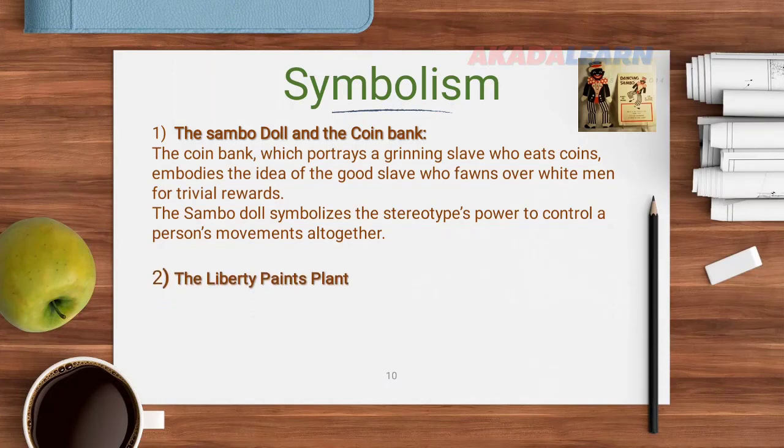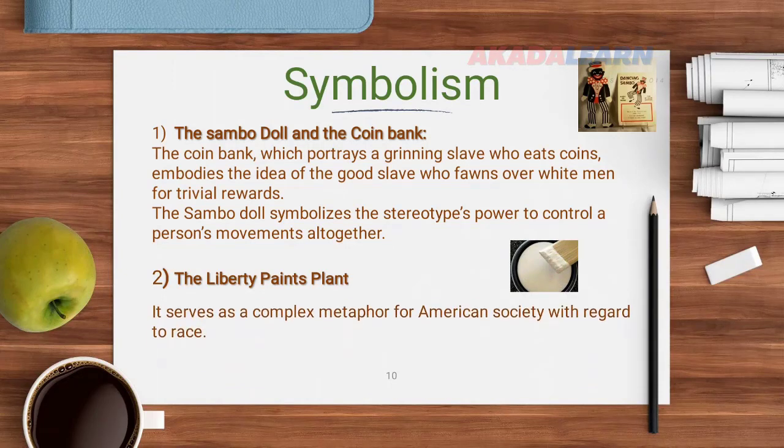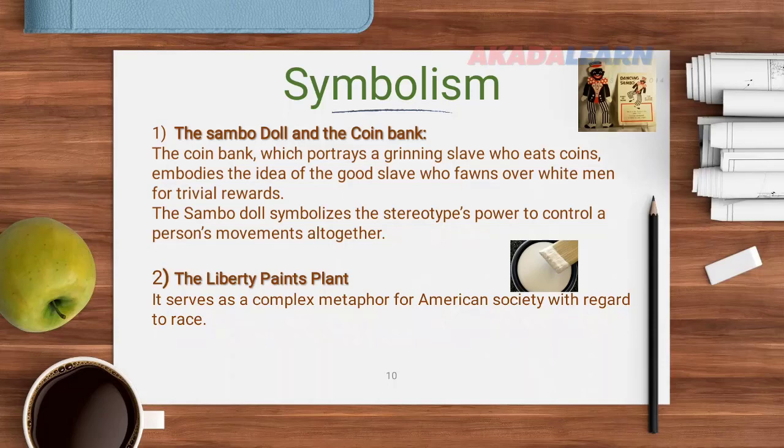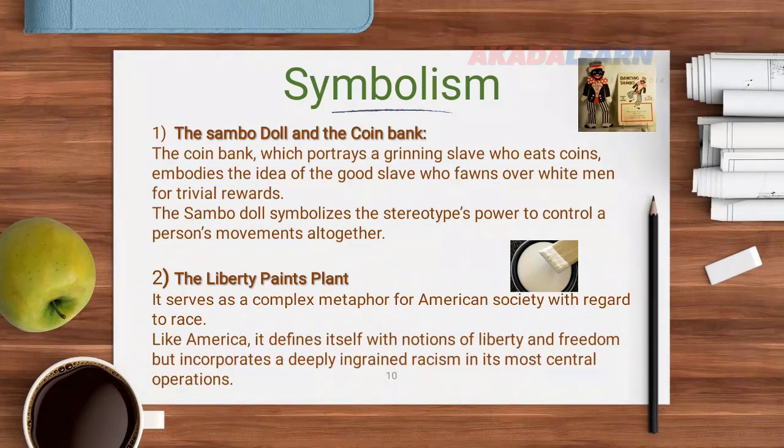And then we see the Liberty Paints plant. Remember when the narrator came to the city, he decided to work for a white company called the Liberty Paints plant. They made white paints. So that Liberty Paints plant served as a complex metaphor for American society with regards to race. Like America, it defines itself with notions of liberty and freedom, but incorporates a deeply ingrained racism in its most central operations. It tells you that America is a country of liberty and freedom, but when you come, you see that there are certain operations that have instances of racism.